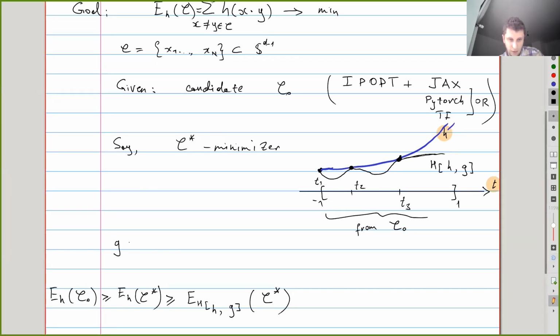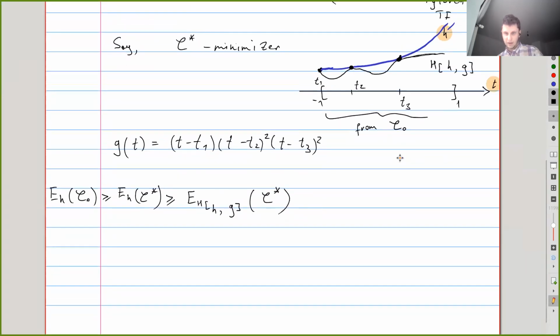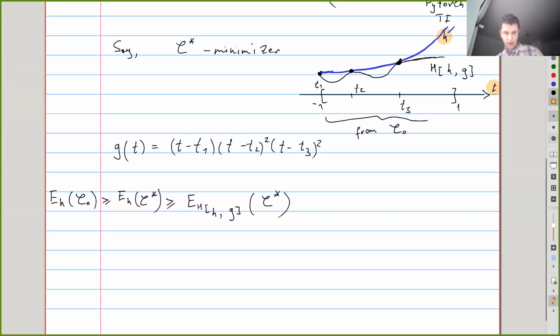Then I'll explain why it stays below, right? So G here is, G of t is just this auxiliary object: t minus t1, t minus t2 squared, t minus t3 squared. So this is just a polynomial that shows you how to interpolate at these points. You interpolate up to order 1 at t1 and up to order 2 at these two other points. Okay, why does it stay under h, this interpolant? If we can guarantee that it does stay under h, then this is the correct inequality.